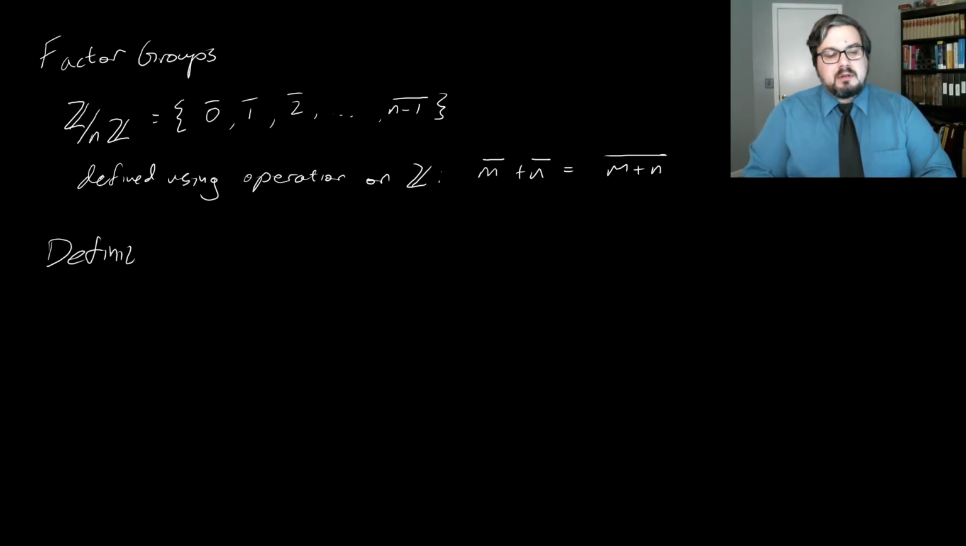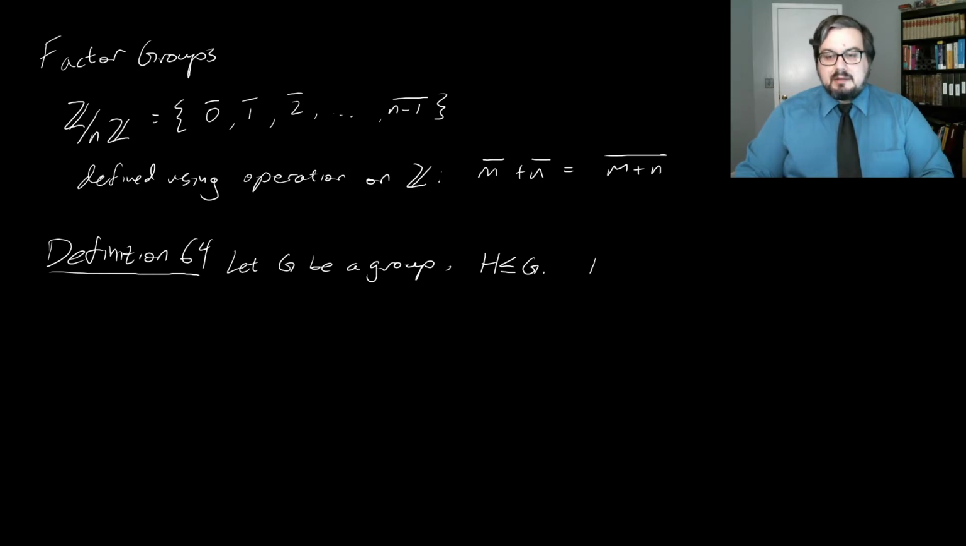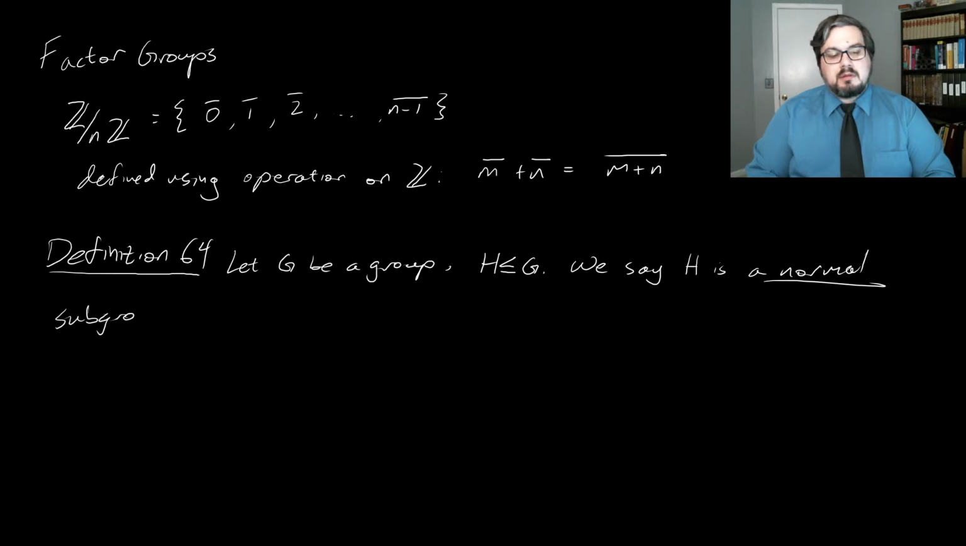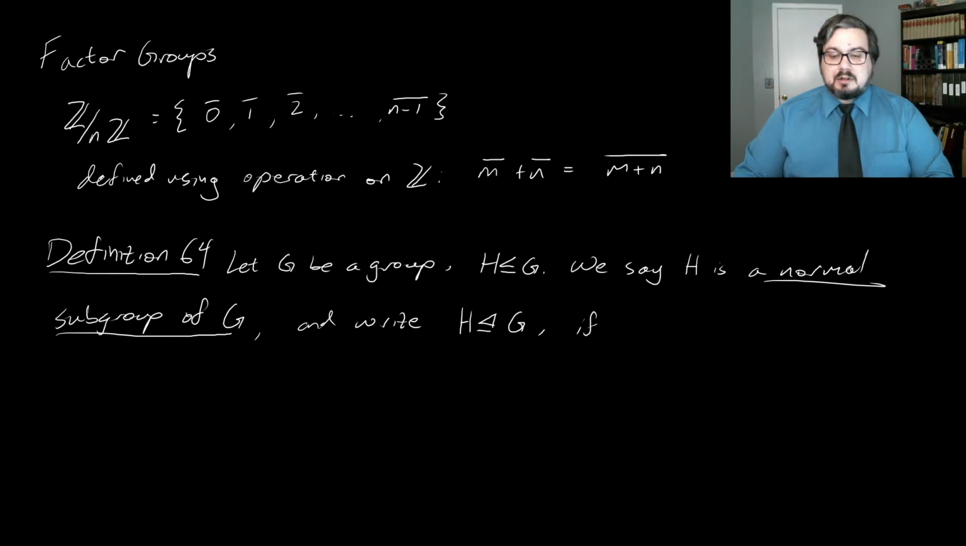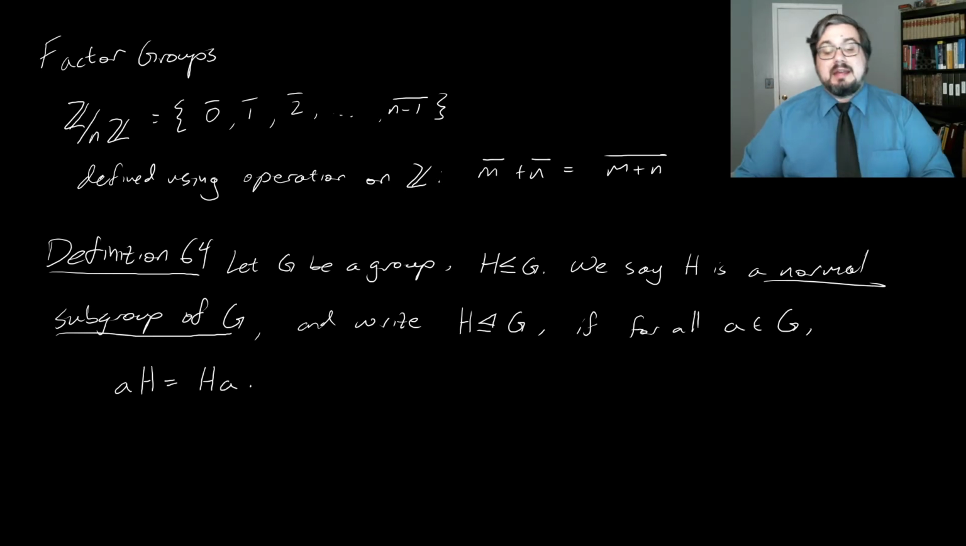So let's look at definition 64. Let G be a group and H a subgroup of G. We say that H is a normal subgroup of G, and we write H is a normal subgroup of G, if the following fact occurs: if for all A in G, the left coset AH is equal to the right coset HA.